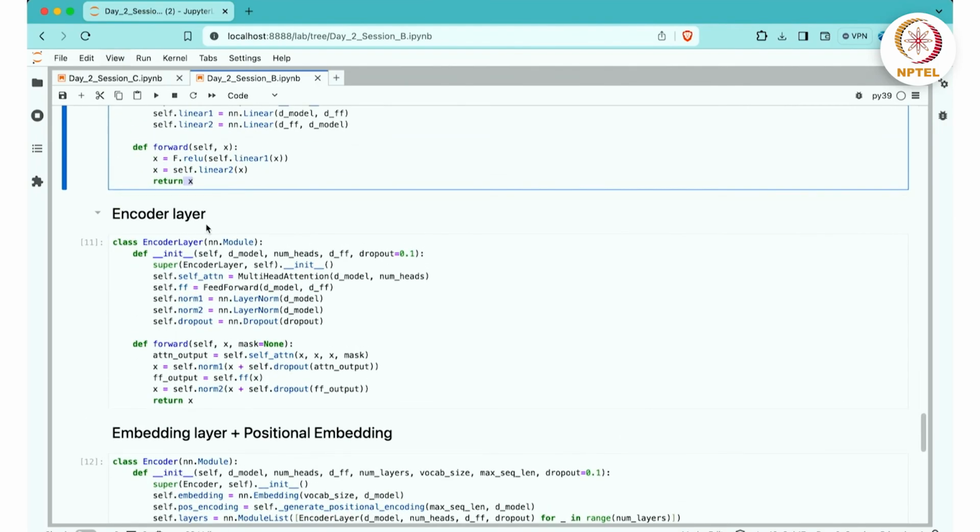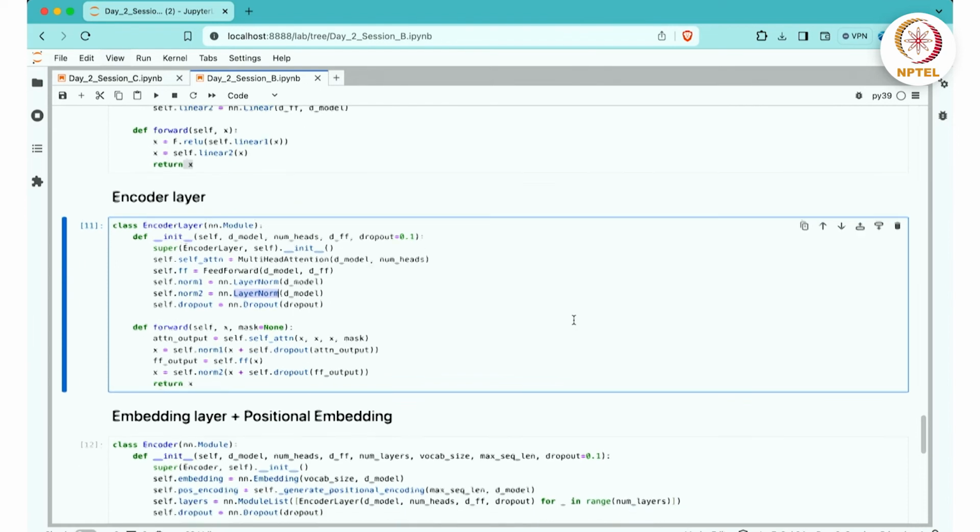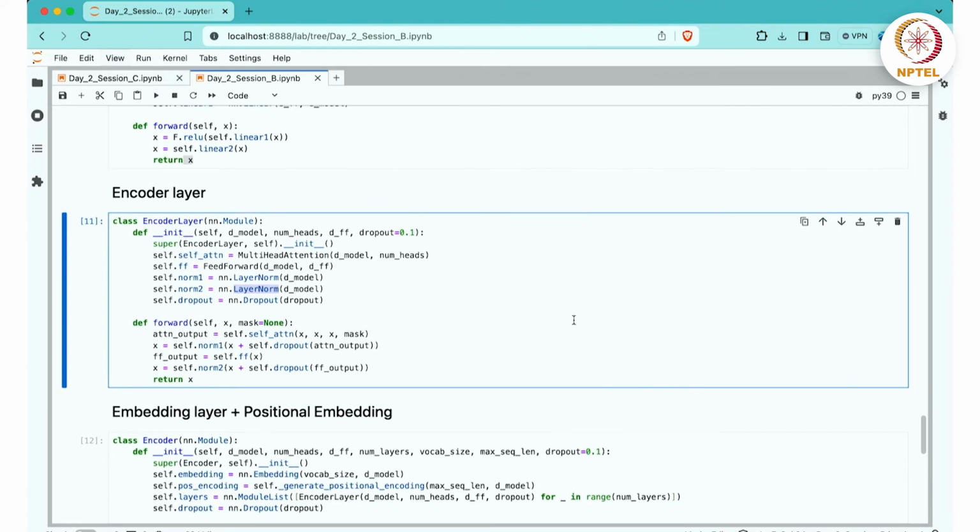And now an encoder layer simply becomes whatever the input you had: you have a multi-head attention block, you have a feed forward block, and then you have two normalization blocks, one normalization after multi-head attention and one normalization after feed forward. A basic forward pass would be: you perform your multi-head self attention, you add the residual connection back with whatever output you had.